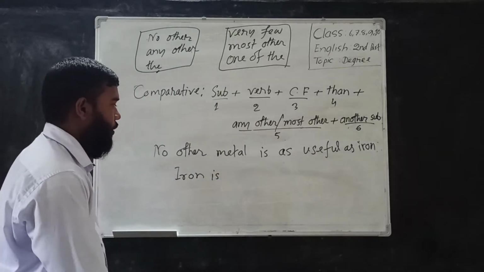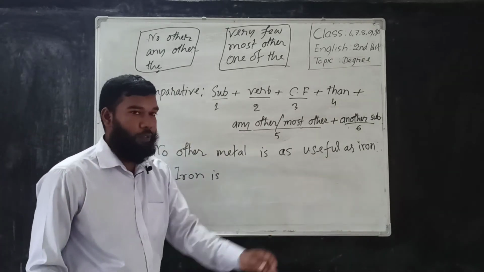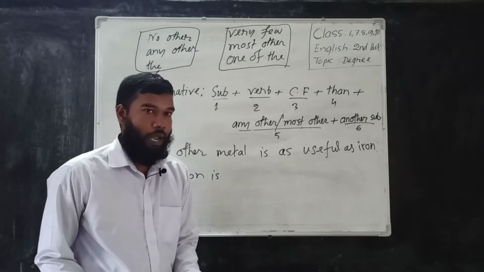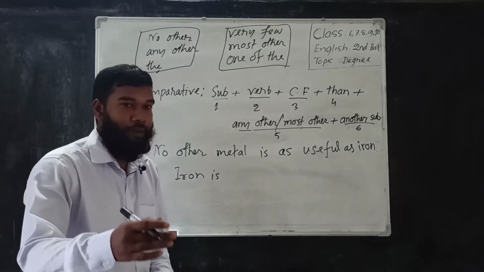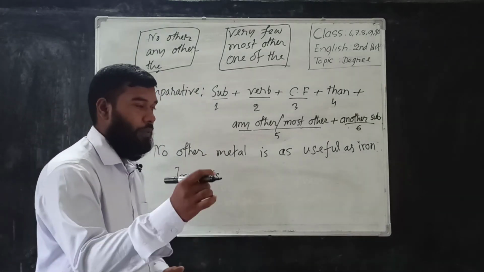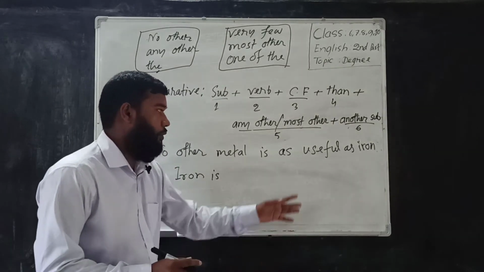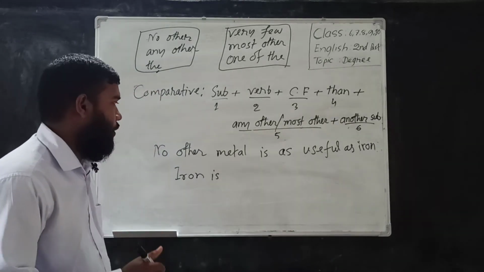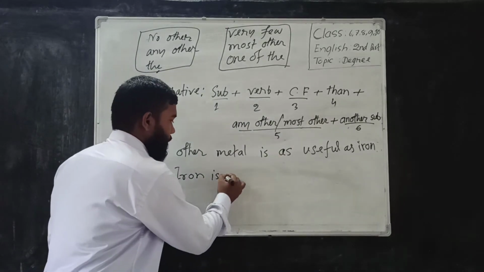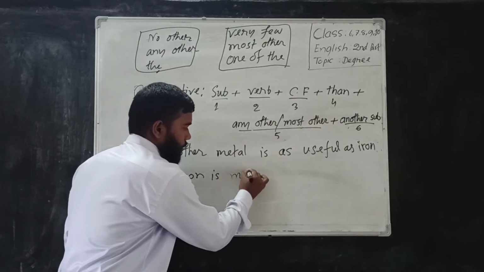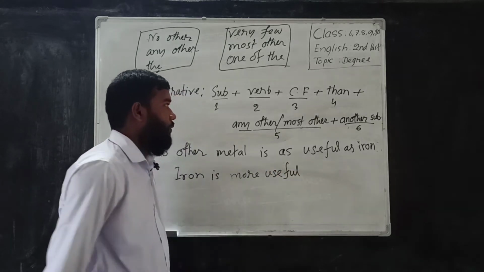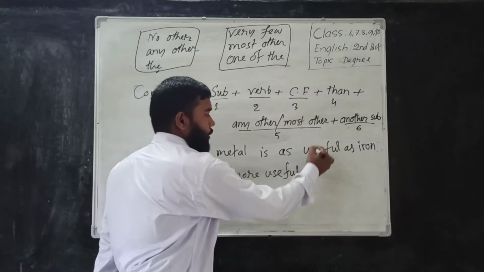Third step, comparative form of adjective, useful. Do you remember? Useful. What type of word? Comparatively large, and as a word with suffix full, then we have to take more or most. As we need comparative form, we have to take more. That means more useful. More useful. Then we have to take than. Fourth step, than.